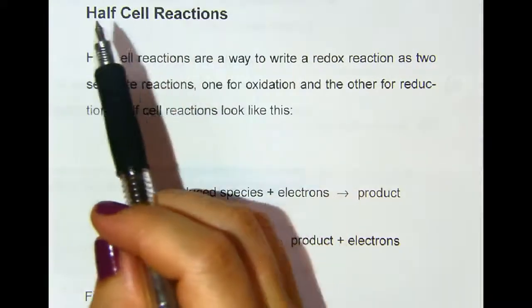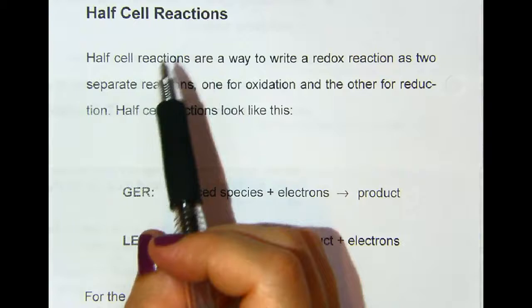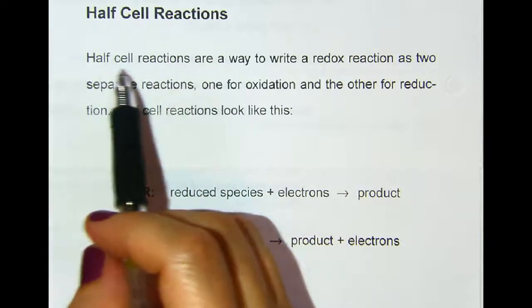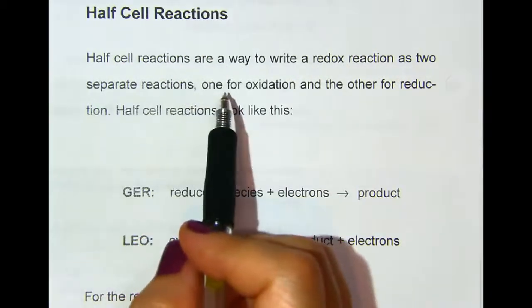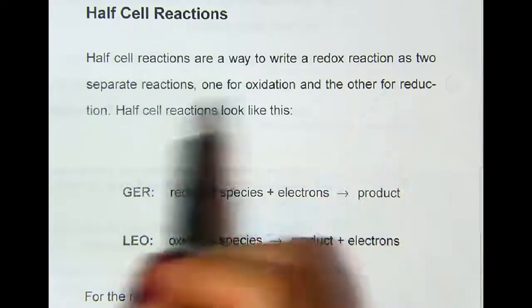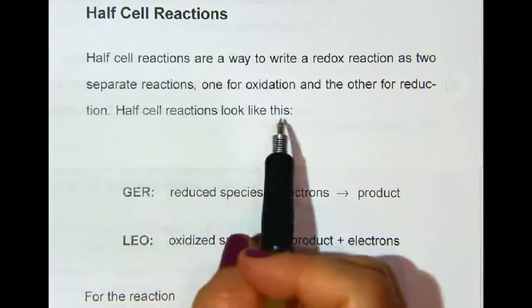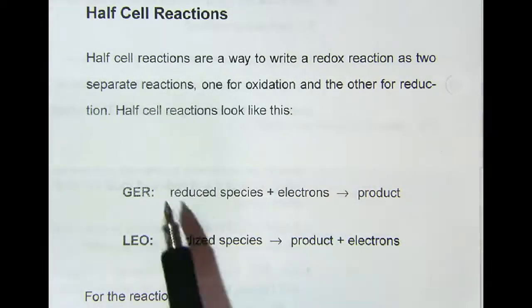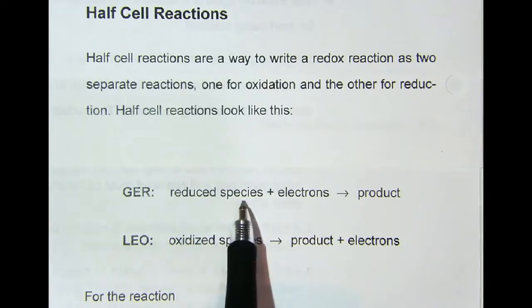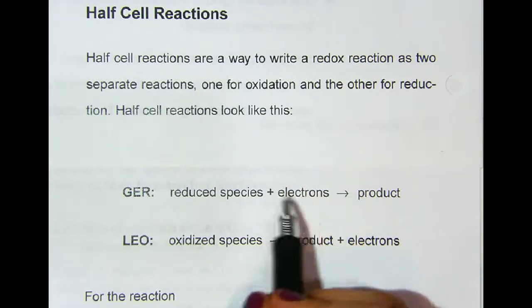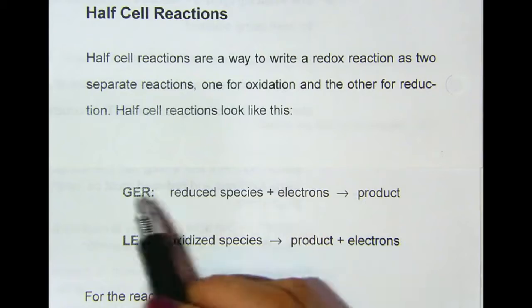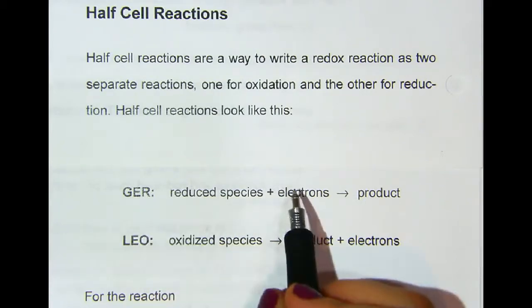So we're going to use what's called half-cell reactions in order to balance redox reactions. Half-cell reactions are a way to write a redox reaction as 2 separate reactions, one for oxidation and the other for reduction. Half-cell reactions look like this. The reduced species plus electrons is going to yield the product. So notice the electrons are being gained on the left side. Gain electrons. They'll be on the reactant side.